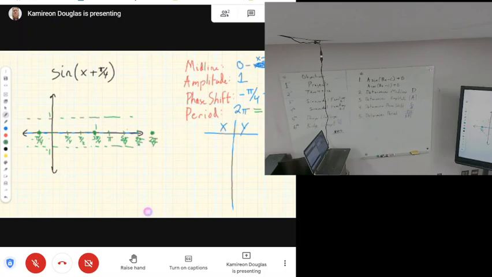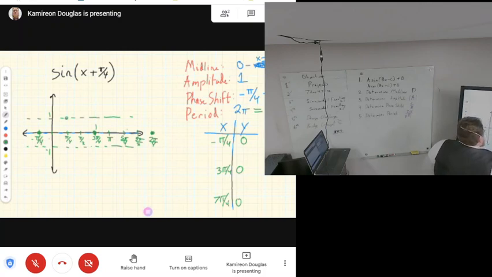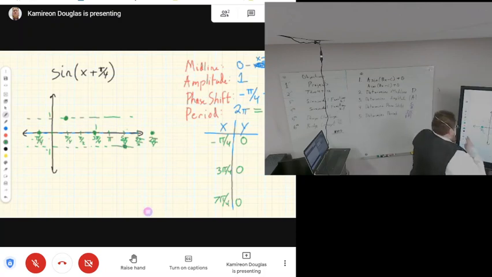This is my middle. Should have been at negative pi over 4, 0. My end at 7 pi over 4, 0. My middle, 3 pi over 4, 0. And I can do my middles again. Middle of these two is right here, which would be on top. Middle of these two would be right there, which should be on bottom. And I've got my beautiful function.